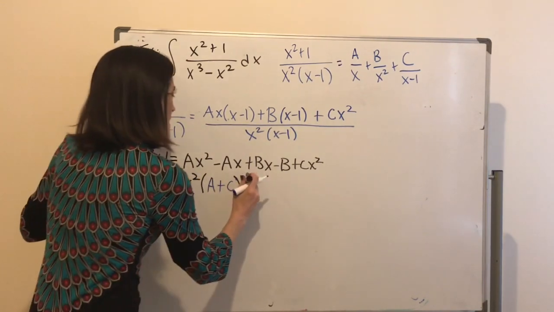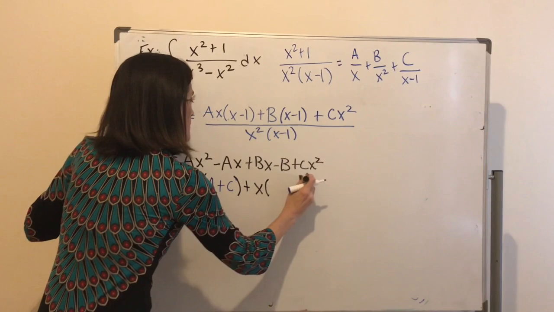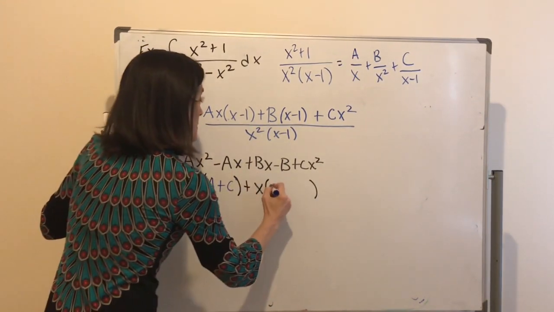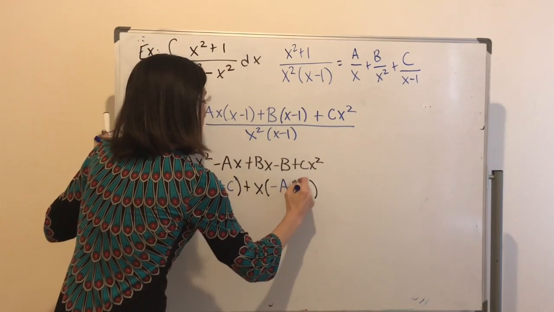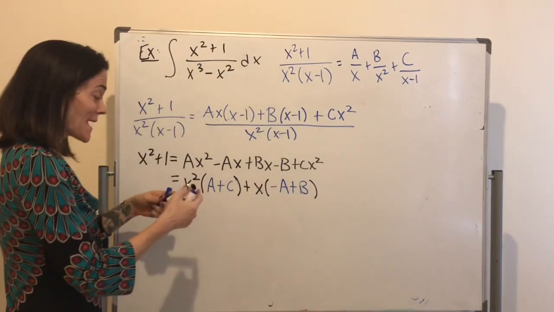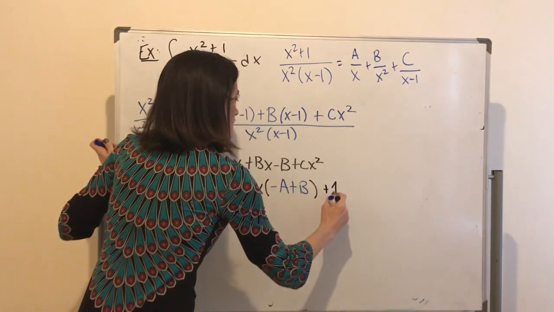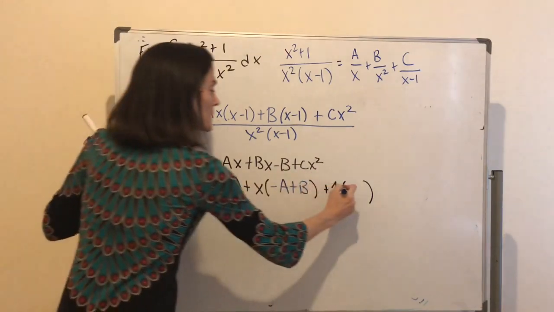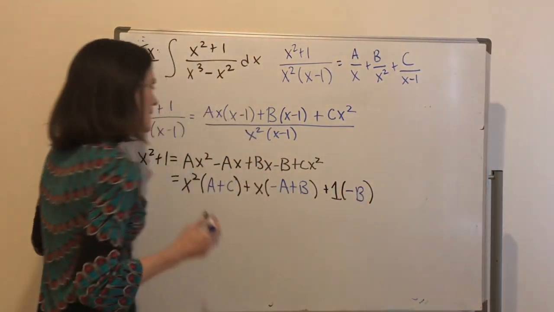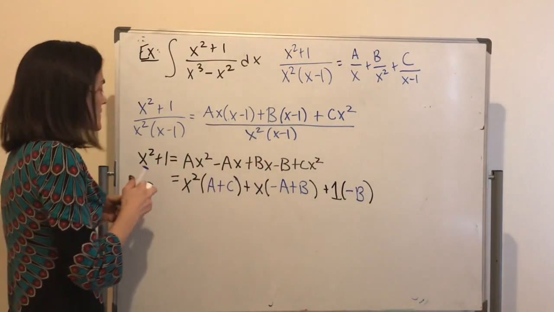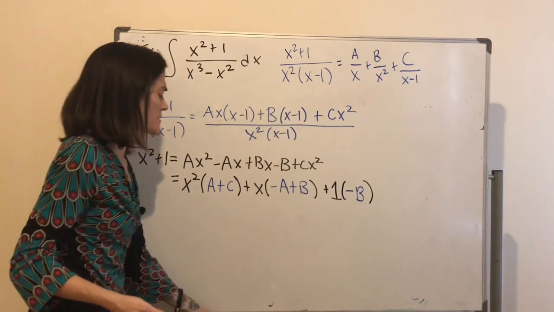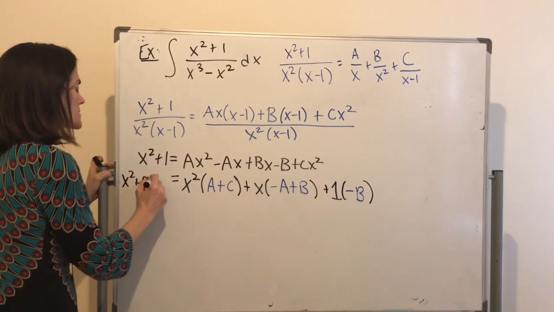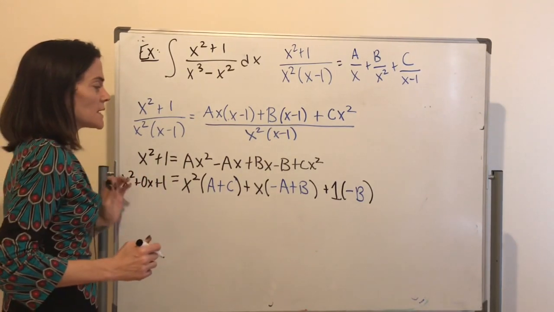Okay. Then we have plus x. And this has what? Minus a plus b. And then we have a 1, which just has minus b right here. Okay? Now on this side, what is the coefficient in front of x? Well, it's just 0. So we have x squared plus 0x plus 1. And this will lead, you see this makes sense.